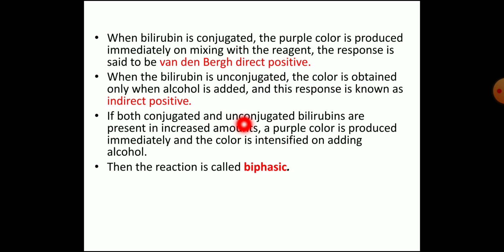If both conjugated and unconjugated are present, there will be immediate color formation, and the color intensity increases when adding the alcohol. That is, after directly adding, the color means conjugated is present. Then when you extract with alcohol, again the color increase means there is unconjugated fraction also. That is seen in the hepatocellular jaundice, and that reaction is called the biphasic.